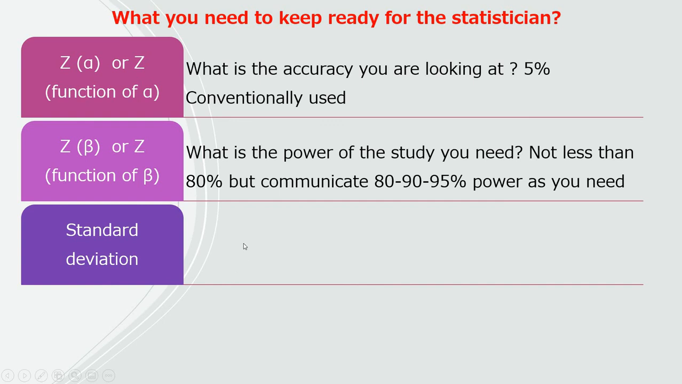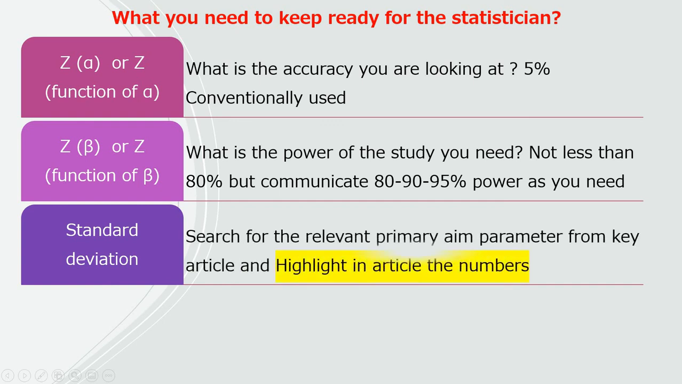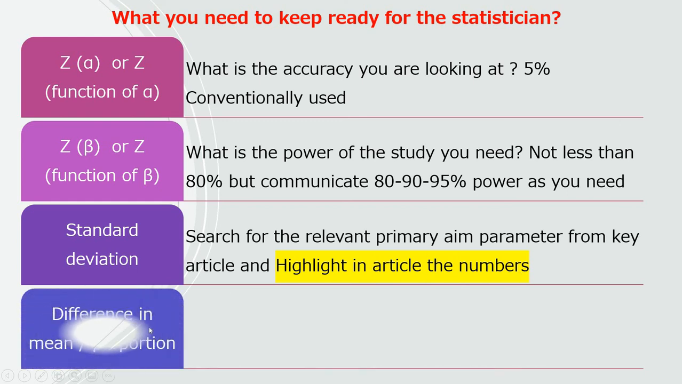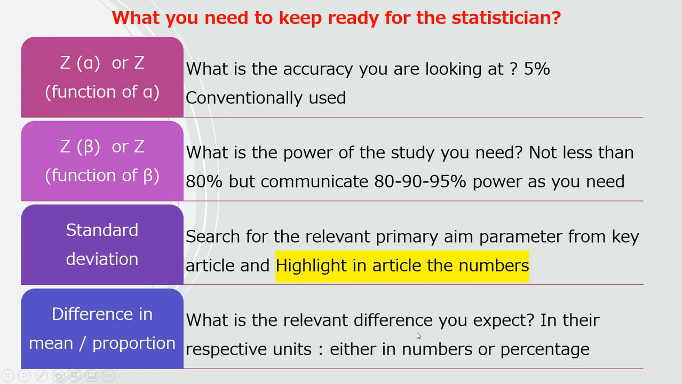The standard deviation has to be searched in the key article and highlighted before you submit to the statistician so that he is able to understand. Most of the time, the statisticians are not from your relevant field. Hence, it is mandatory for you to highlight the article numbers for them to calculate the sample size. The difference in the mean or the proportion also has to be expressed to the statistician. You have to decide what is the clinical relevance or the difference that you are expecting, which can be either in mean numbers or percentages.